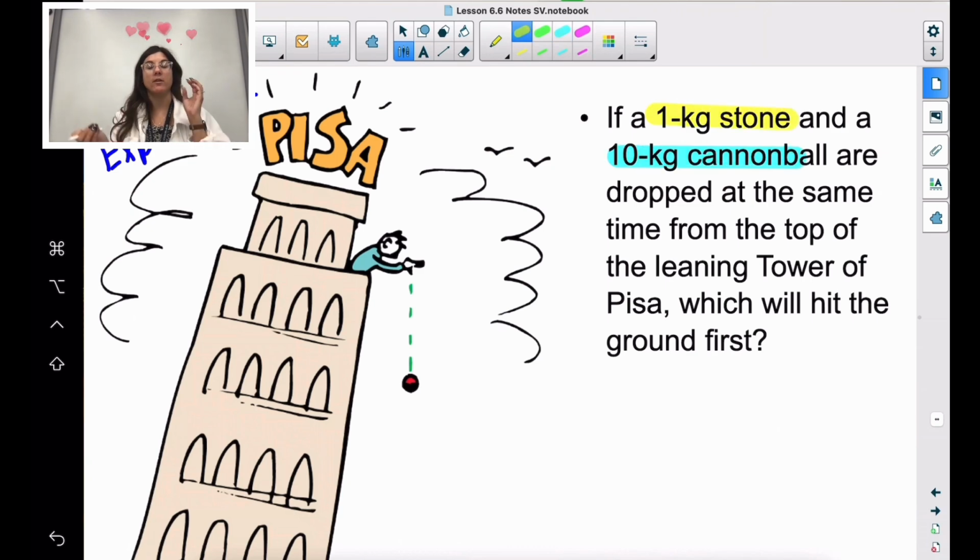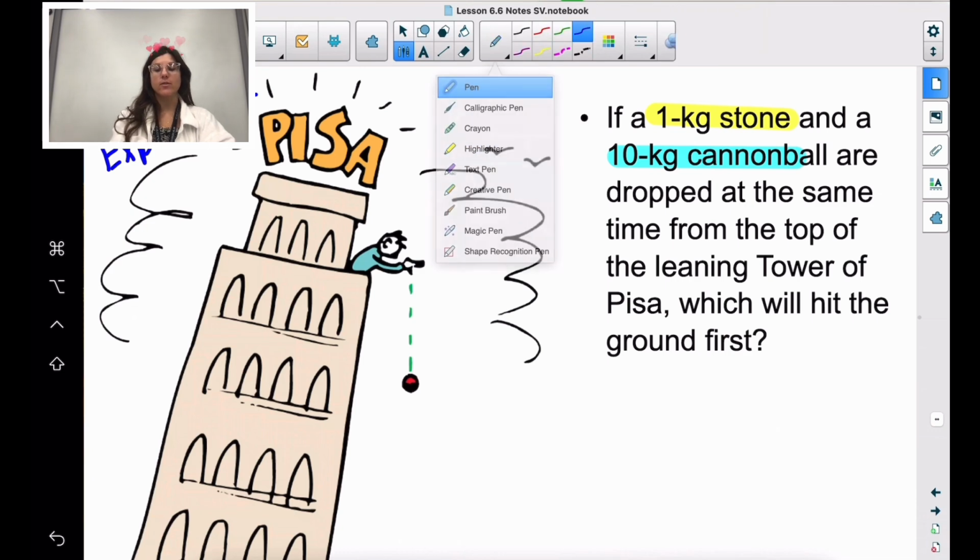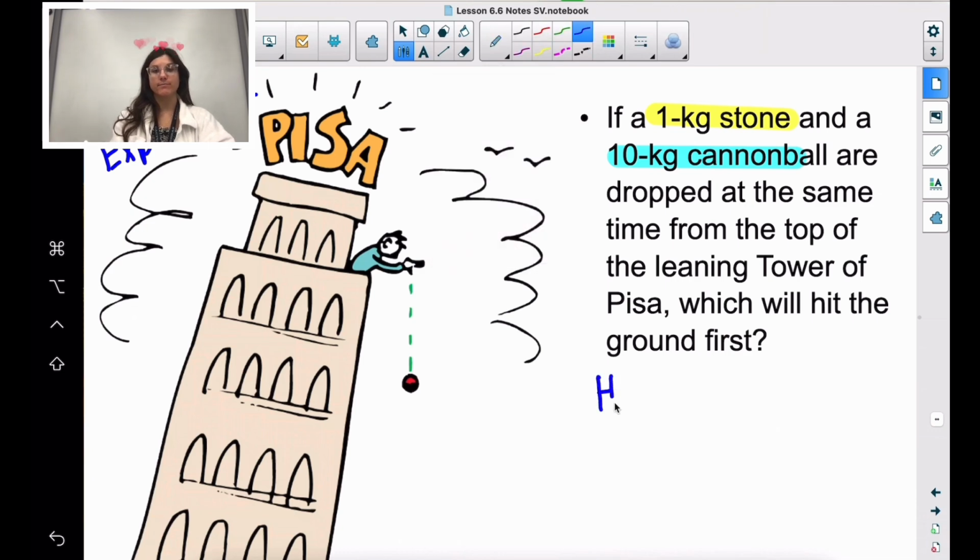So very different masses for sure. One was very heavy, one was very light. And he dropped them at the same time from the top of the tower. And what do you think he saw happen when they hit the ground? They hit the ground at the same time.